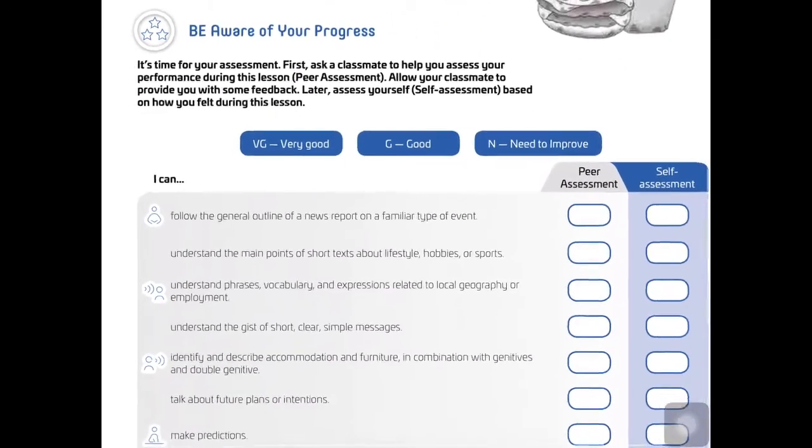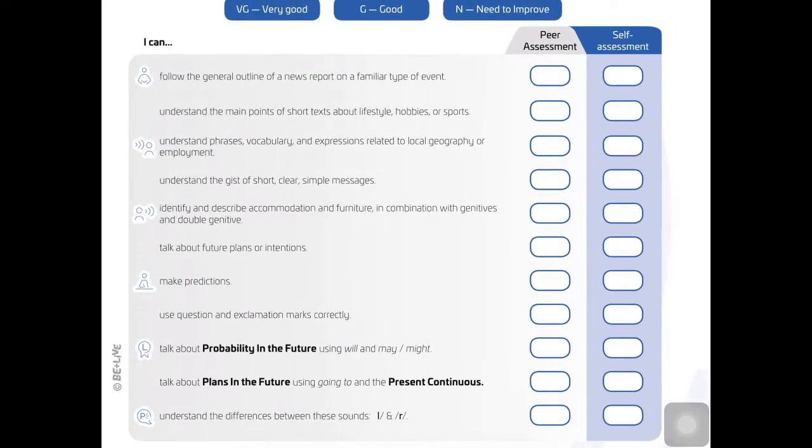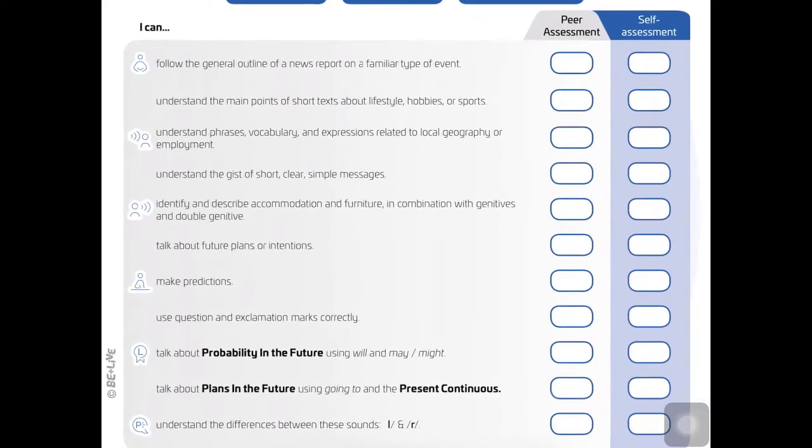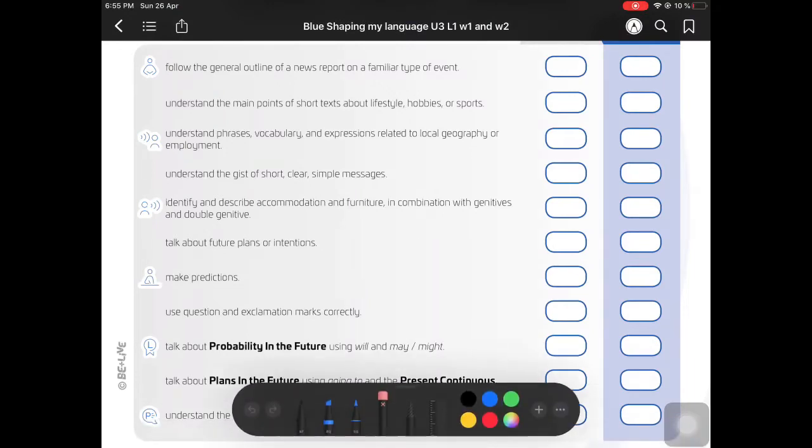Be aware of your progress. You just have to fill in the blanks of the self-assessment. The second column, self-assessment, you just have to tick if you consider that you can now understand. You can follow the general outline of a news report on a familiar type of event. If you can, you just make a tick. Okay, you can understand the main point of short text about lifestyle, hobbies, or sports. You make a tick, and like this with the others.